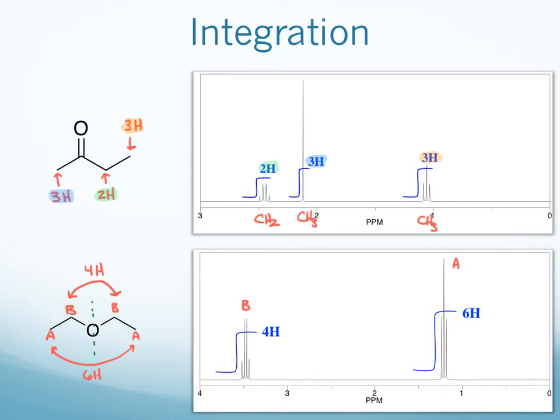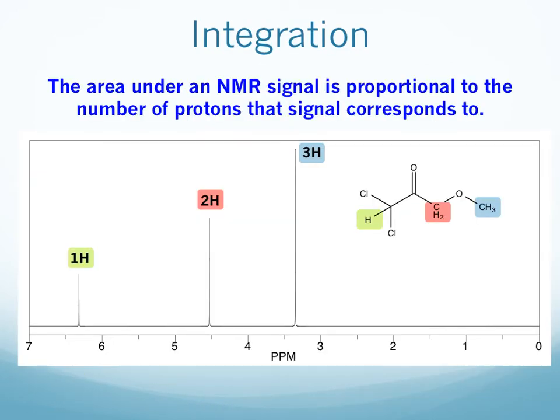Now in this case, the integration numbers written directly above the signal exactly correspond to the number of protons that they represent. Experimentally, that's not always going to be the case, so we'll have to do a little bit of work to get the most accurate integration values. So now, keeping in mind the definition of integration that the area under an NMR signal is proportional to the number of protons that signal corresponds to, we're going to look at some different cases that you might encounter and how to work with those to generate the integration values.